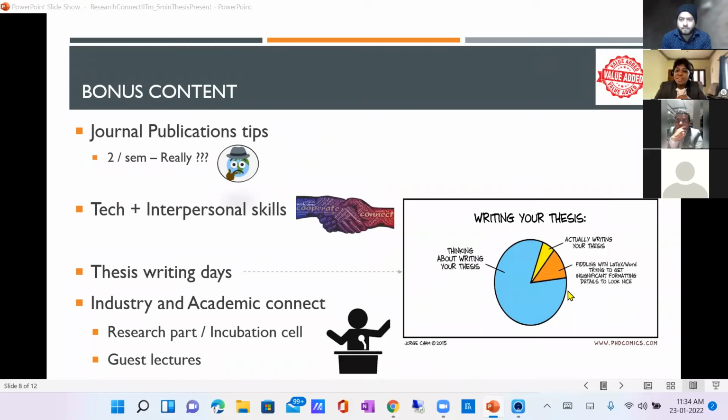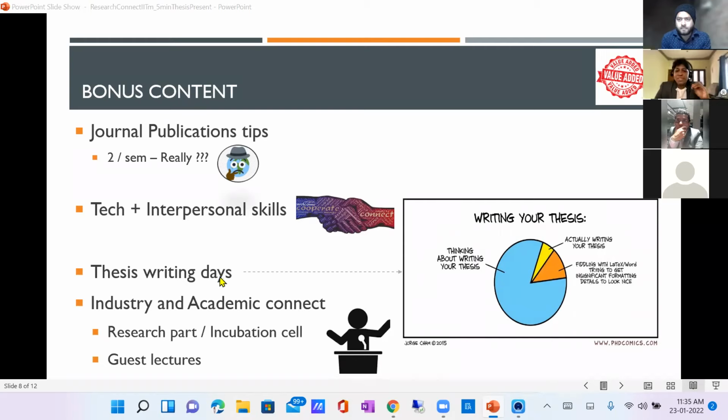Thinking about writing your thesis, it's a major time. And fiddling with LaTeX, what format we have to use, Grammarly, spell check, plagiarism, so many things are there. And looking into details will take another time. But actually the time you spend writing your thesis is very small. That's very powerful, because you are putting in a lot of focus. In a full day you may study, but the focused delivery may be for an hour or even 30 minutes. So that's what they say.